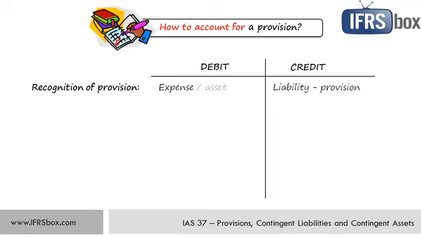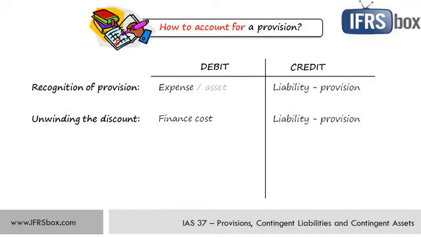Well, when the amount of provision represents its present value due to some discounting, then you would charge an interest on a provision each reporting period to bring it to its future value by the time of its utilization. This is called unwinding the discount, and in this case you debit finance costs in profit or loss, and on the credit side you should increase the amount of a liability.